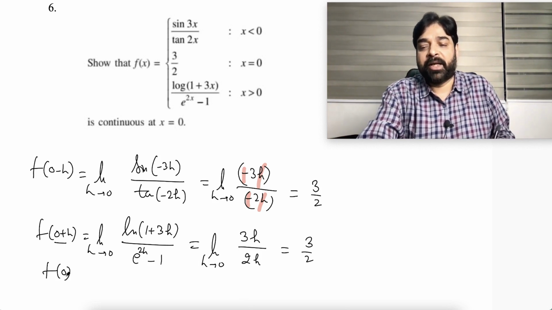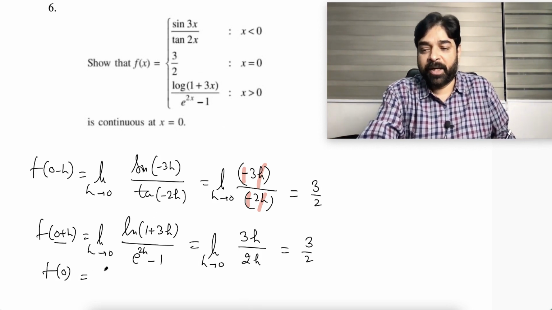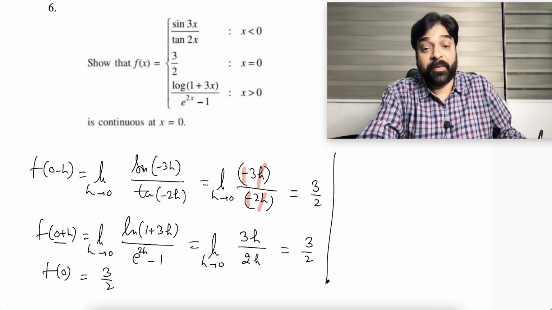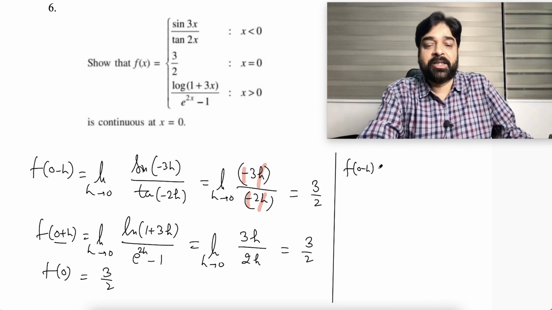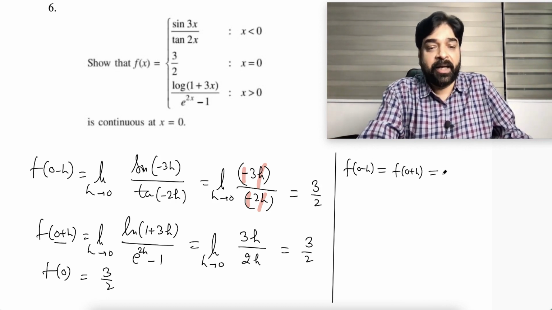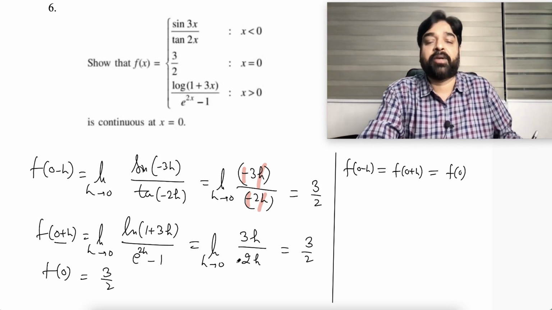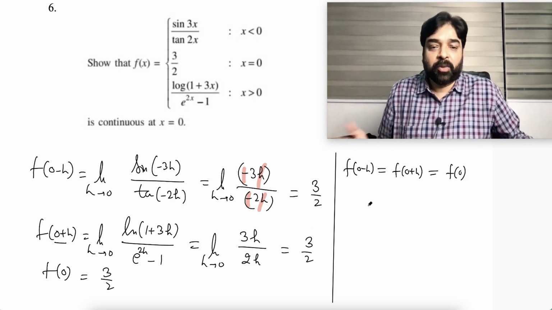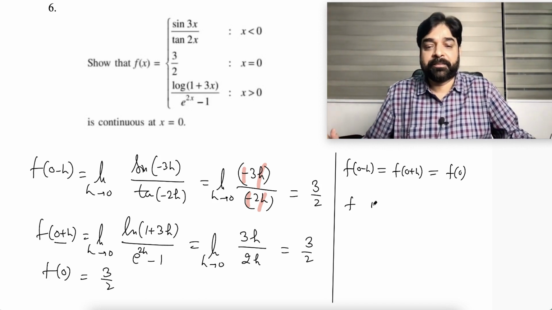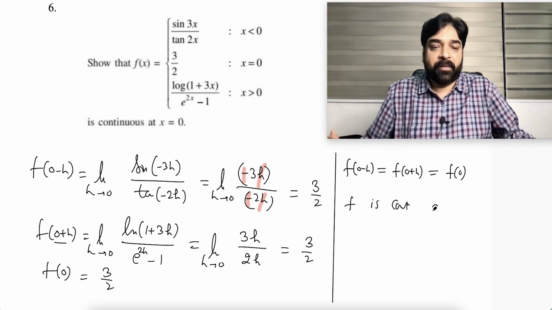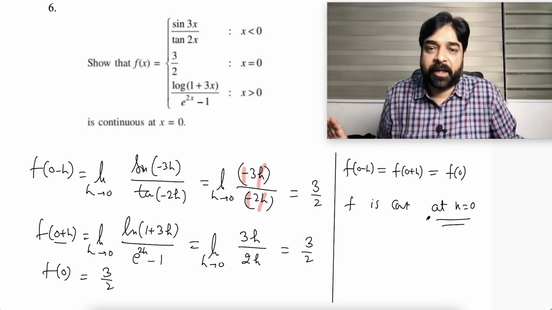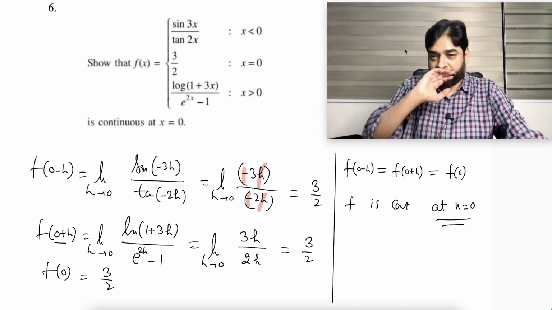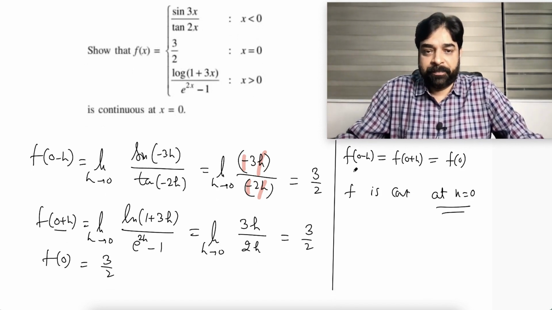And now we'll calculate f(0). f(0) is defined from here, that is 3 by 2. So what we are getting? We are getting that f(0 minus h) is equal to f(0 plus h) and equal to f(0). All three are equal and finite. So we'll say f is continuous at x equal to 0. I'm sure it's clear to everybody, right? Let's see the next question.